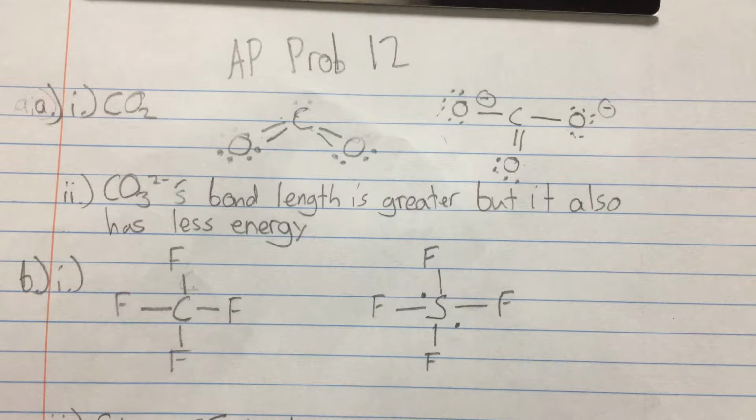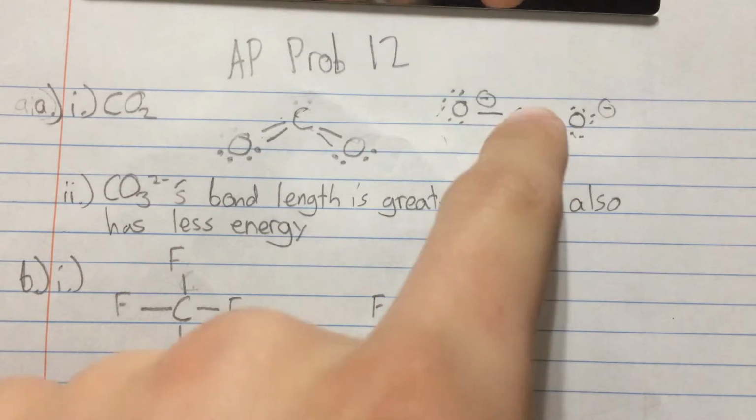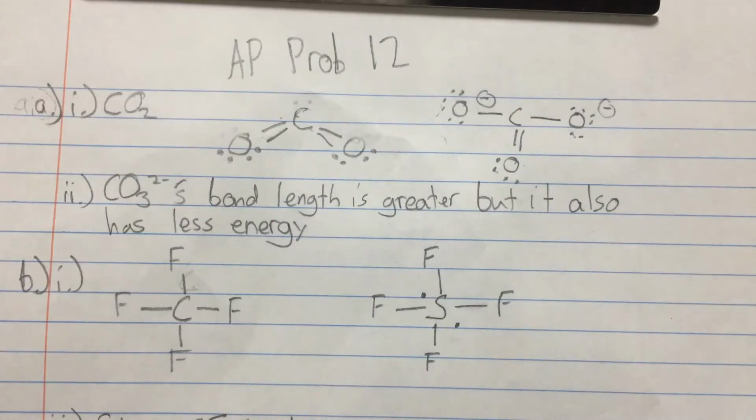So for CO2 we have this structure, and it has two double bonds, and each oxygen has 4 valence electrons. For CO3 2-, we have 3 oxygens, 1 carbon, 1 double bond, and these two, the ones with the single bonds, are minus and give the charge to the CO3.